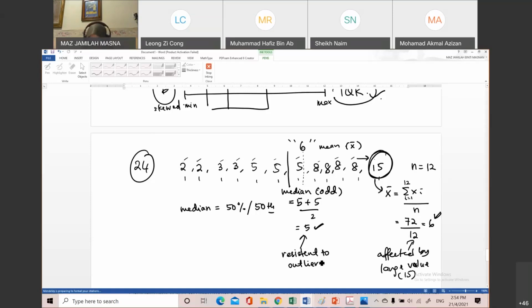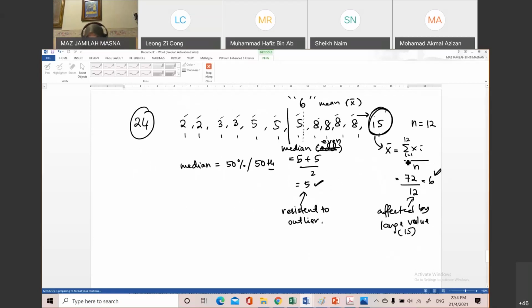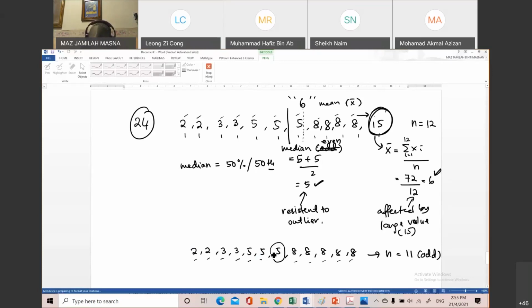Okay, so in this case you have what we call even, sorry, this is even value. What if I have odd value? Okay, I have 2, 2, 3, 3, 5, 5, 5, 8, 8, 8, 8, 8. My n is 11. And this is odd. When it is odd, the 50th value falls exactly on a value. 1, 2, 3, 4, 5, 6. 1, 2, 3, 4, 5, 6. So this is your needed value.